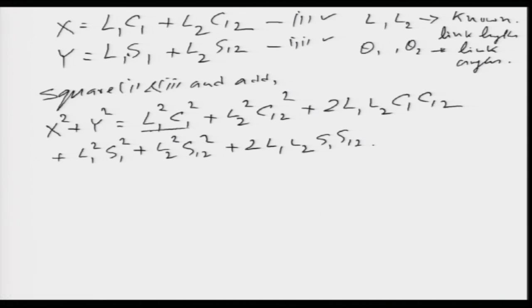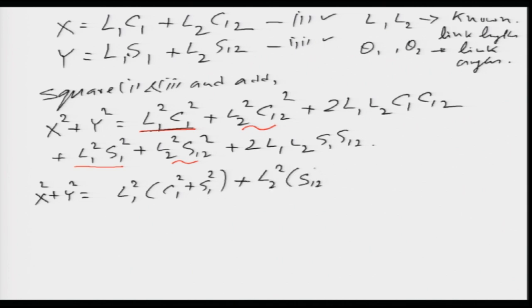This term is L1 squared cos squared theta1, and this is L1 squared sin squared theta1. Similarly, this term is sin squared(theta1 + theta2) and this is cos squared(theta1 + theta2). If I take them common, I can combine cos squared plus sin squared and make it 1, and again sin squared plus cos squared make it 1. So basically we are collecting these terms: x squared plus y squared is equal to L1 squared times cos squared theta1 plus sin squared theta1, plus L2 squared times sin squared(theta1 + theta2) plus cos squared(theta1 + theta2), plus twice L1 L2 times the bracket, cos theta1 cos(theta1 + theta2) plus sin theta1 sin(theta1 + theta2).